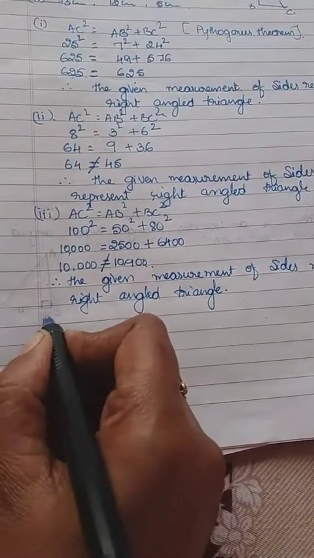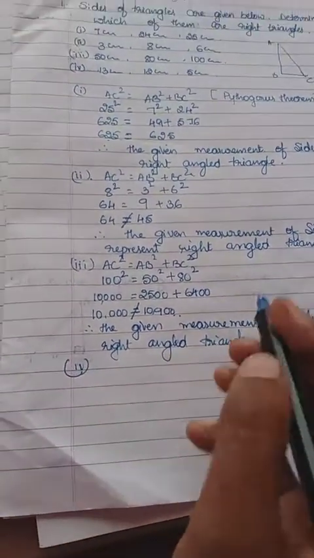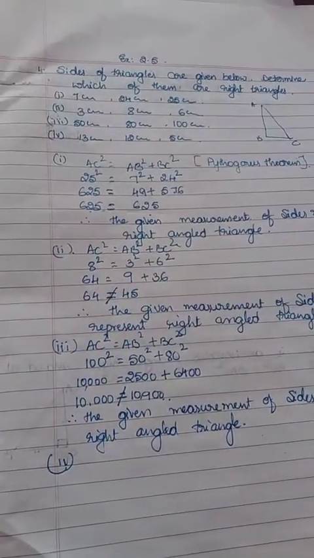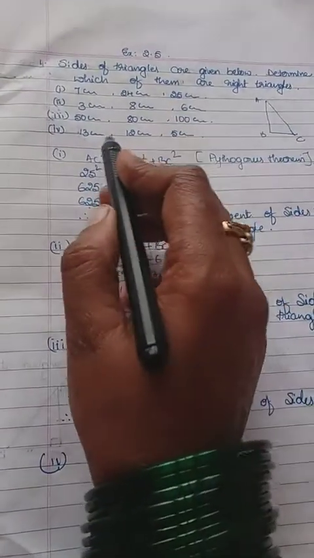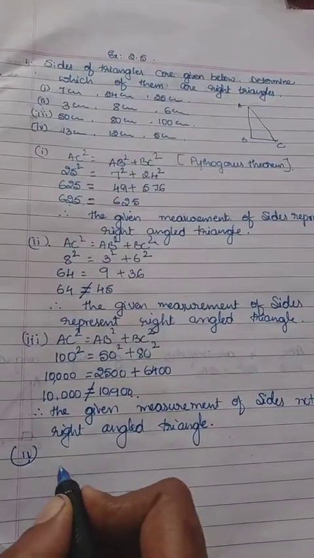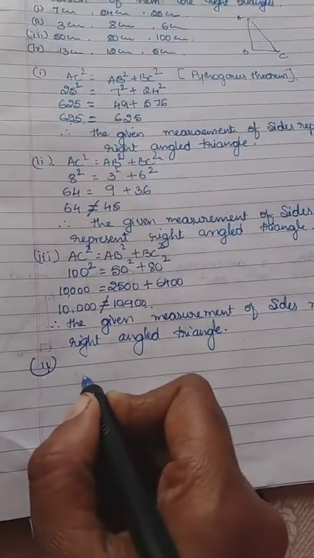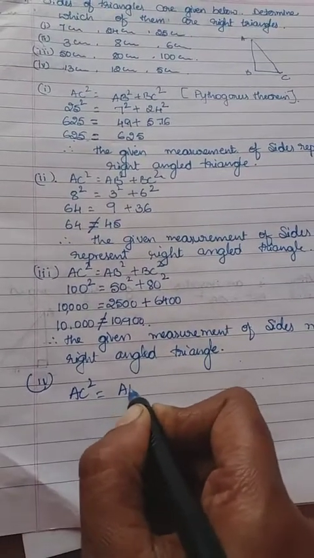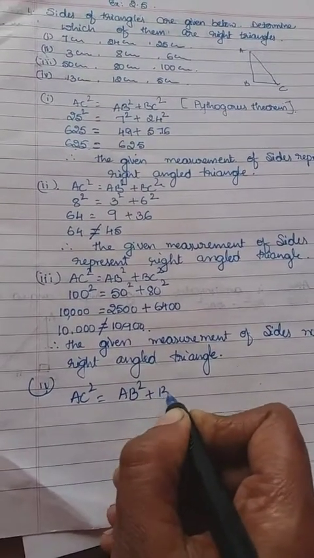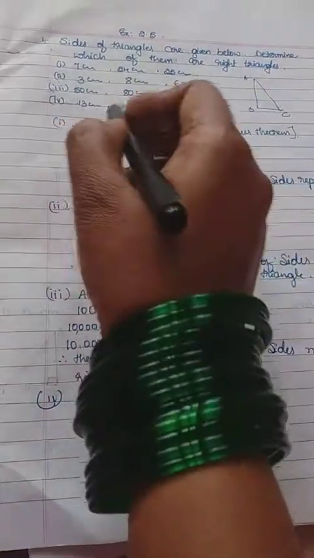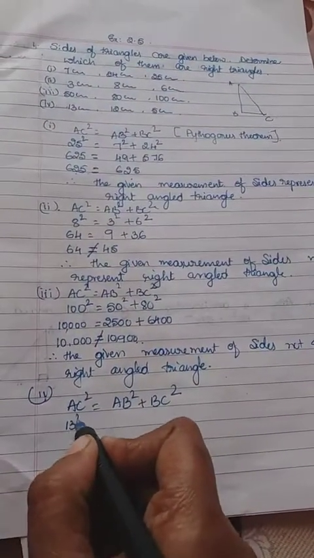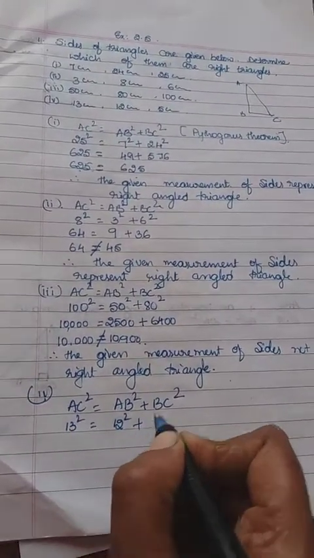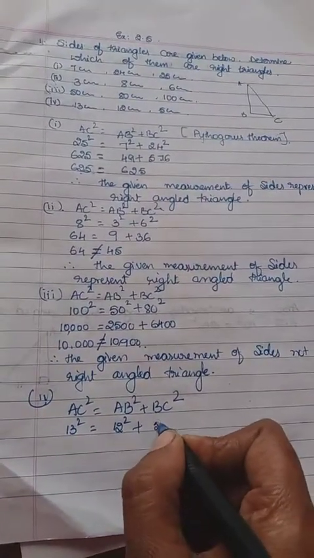Next, let us move to the fourth one. The fourth one is 13 centimeter, 12 centimeter and 5 centimeter. So the biggest side is 13. Let's take 13 first. First you have to write the formula for Pythagoras, that is AC square equals AB square plus BC square. So AC, how much is it? 13. 13 square equals AB is 12 square plus BC is 5 square.